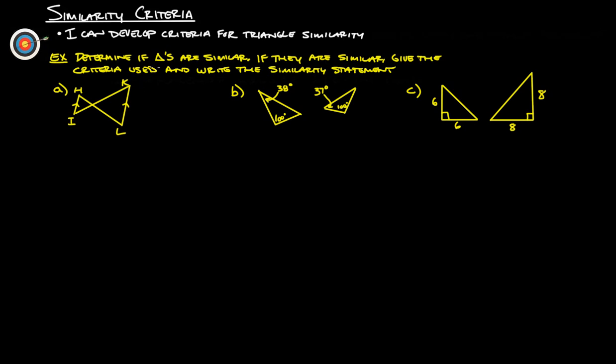Okay, so let's take a look at an example to help us out with that. Determine if triangles are similar. If they are similar, give the criteria used and write the similarity statement. The big thing here is that these two lines are parallel, signified by the little arrows, right?